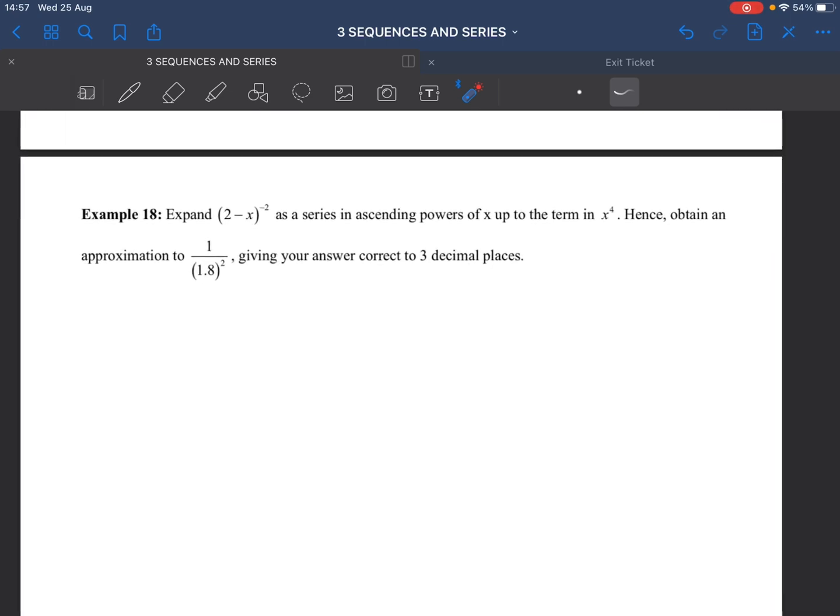Okay, so we have expand 2 minus x. So this is the first question, expand. Macam biasa power negative 2, so negative. You know what formula that you have to use. So the next question is obtain an approximation of 1 over 1.8 square. So there is no x is given. So what are we going to do?